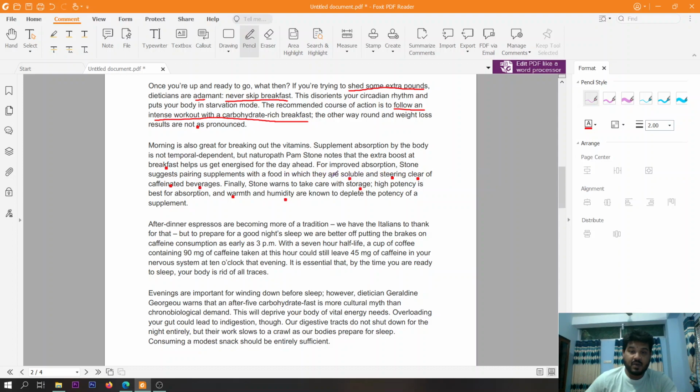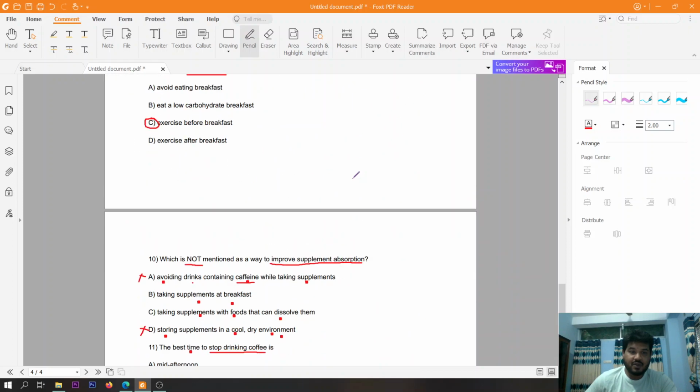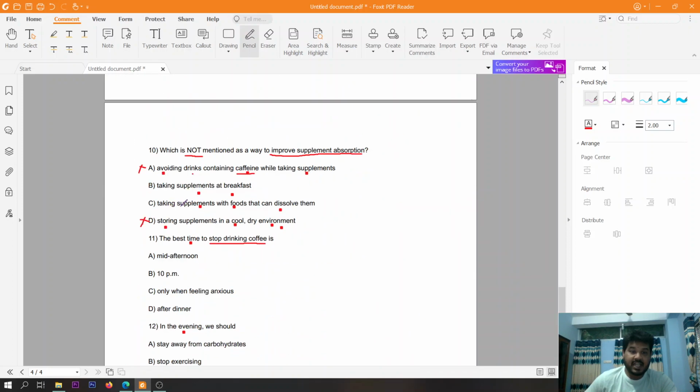Now, I missed the word soluble here. So dissolve, soluble or dissolved. Now, Stone suggests that we should take supplements with food that can dissolve them. So I have this one, I have this one, and I have this one. This is the only option that's missing.